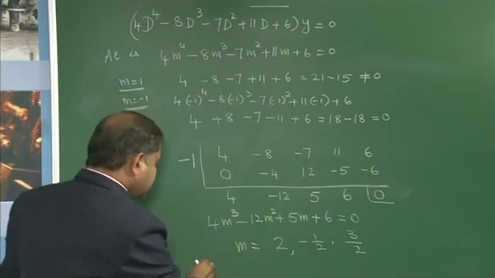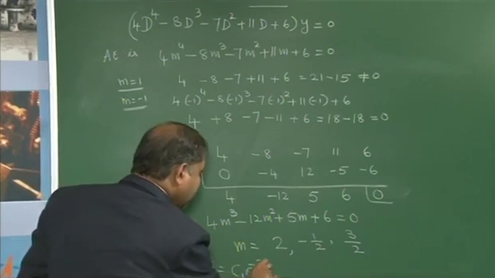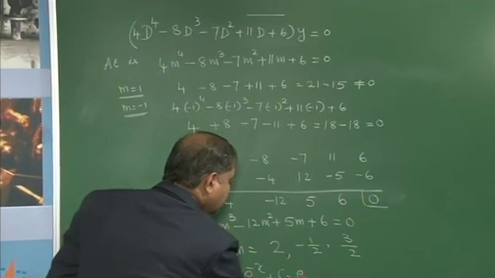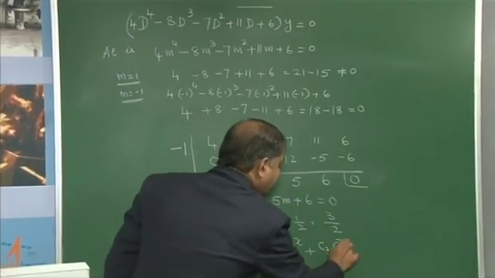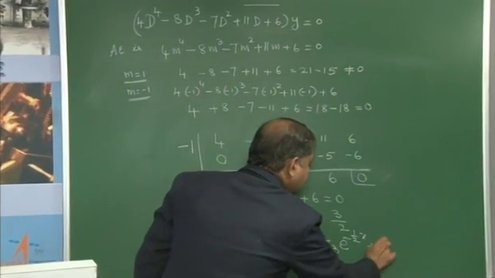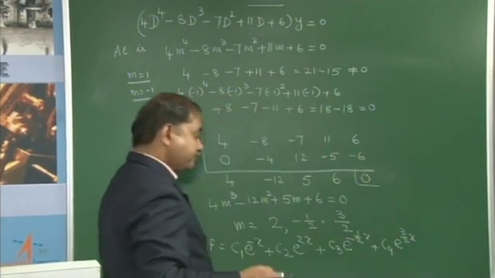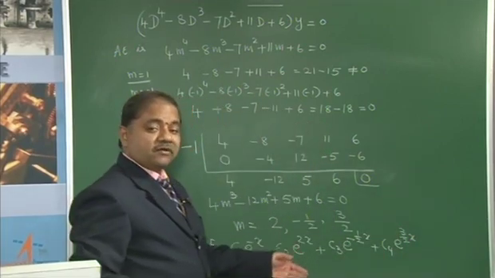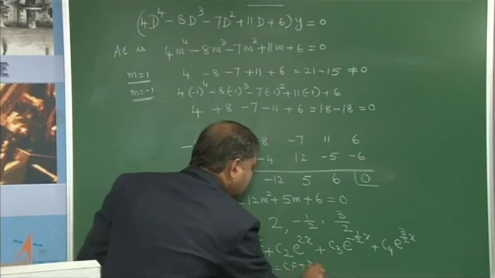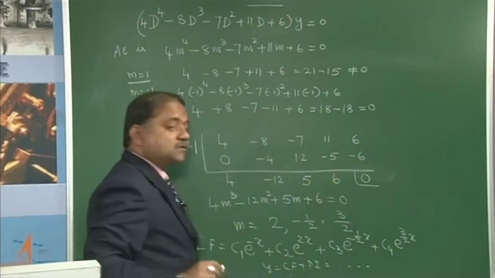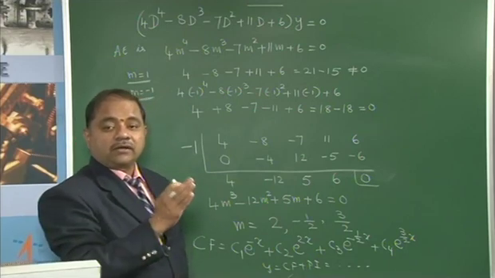Therefore, what is your CF? CF is C1 e power minus x, C2 e power 2x, C3 e power minus 1 by 2x, C4 e power 3 by 2x. That is CF, which is nothing but the solution. Y is equal to CF plus PI. The same thing is the solution. So, this is an idea of a fourth order equation.